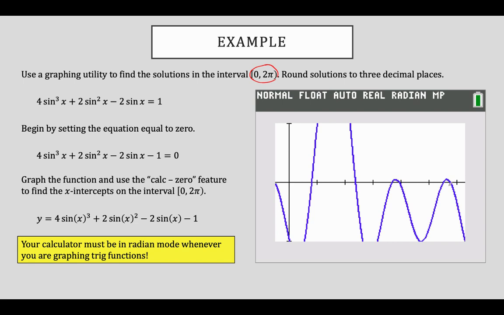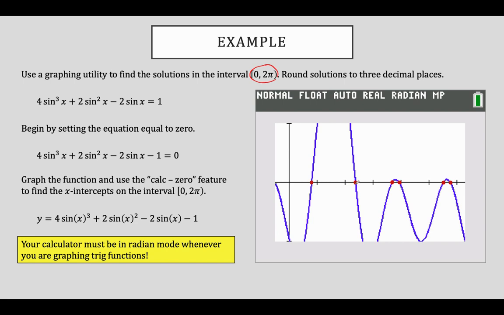And so we're looking for now all the x-intercepts on the interval from 0 to 2 pi. We have 1, 2, 3, 4, 5, 6 solutions that we need to find. And we can do that by hitting second trace or second calc on your calculator and selecting 0. Your calculator is going to prompt you to choose a point that is to the left of a zero and then to the right of a zero. You will hit enter after both of those. Hit enter one more time, and it will spit out the decimal approximation.